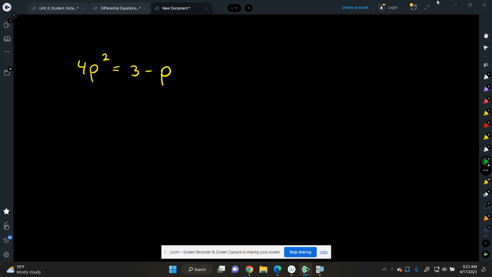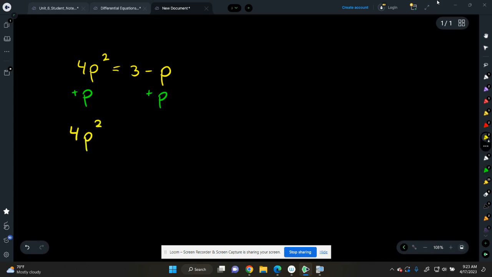So the first thing I'm going to do is add p to both sides. On the left, there are no like terms. So now what we have left on the left side is 4p squared plus p equals 3. Okay, so I'm moving that p over to the other side. So we add p to both sides.